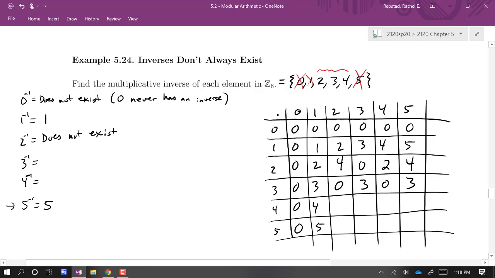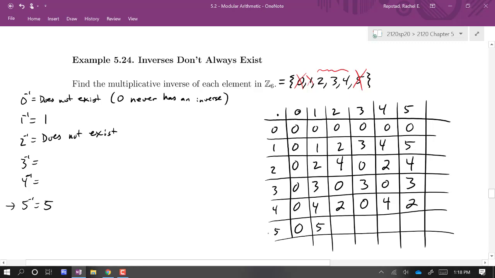The 4 row. 4 times 2 is 8, that's 2 mod 6. 4 times 3 is 12, that's a multiple of 6, so that's 0. 4 times 4 is 16, that is 4 more than 12, 4 more than a multiple of 6. 4 times 5 is 20, which is 2 more than 18, so that's 2 mod 6.